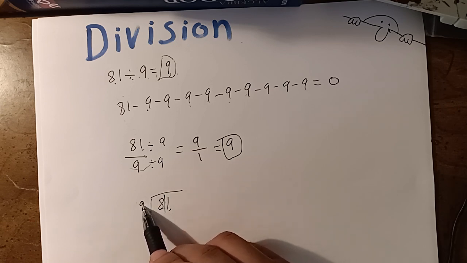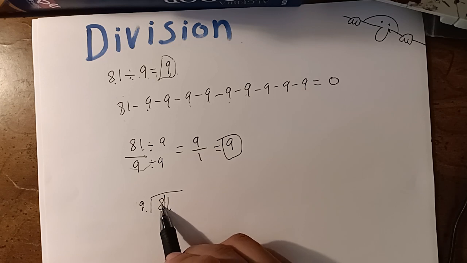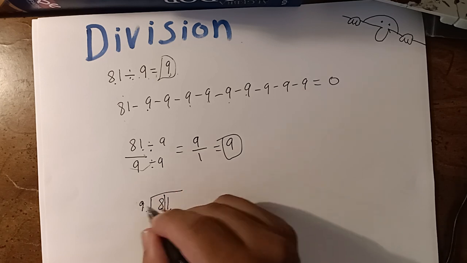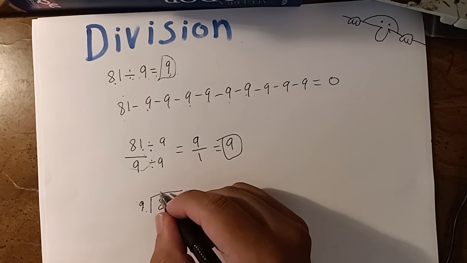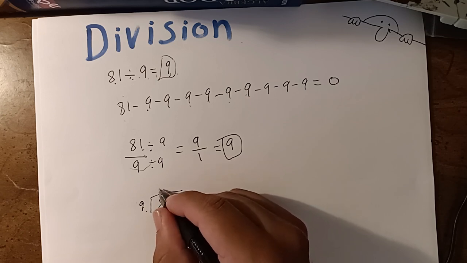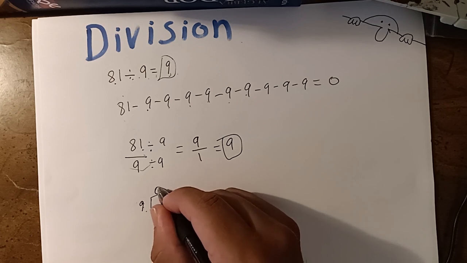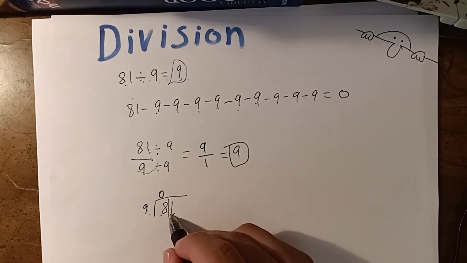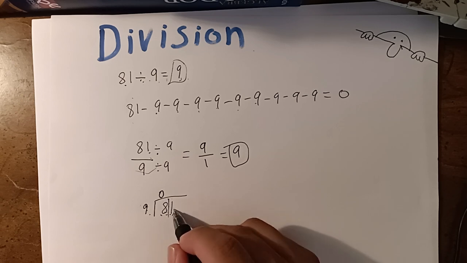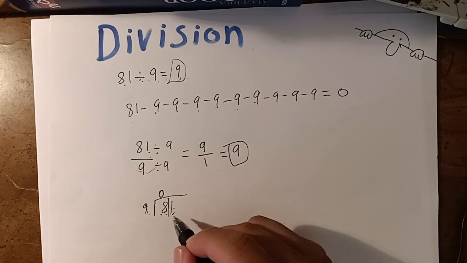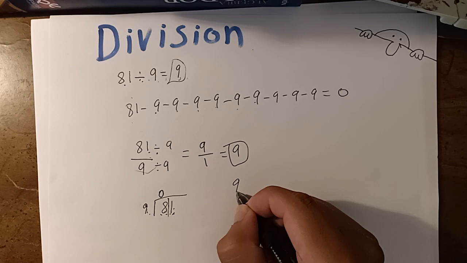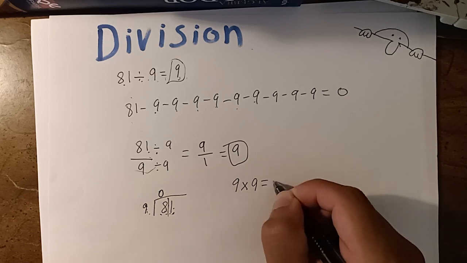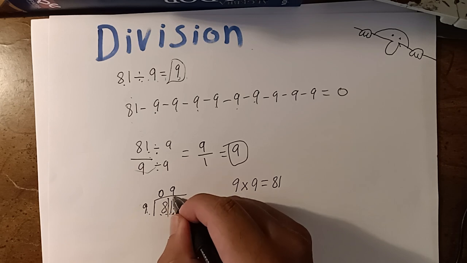If I asked you how many times can 9 fit into 8? Well, 9 is a bigger number than 8, so it doesn't fit into 8 any times. So we could just write 0 up here. And now we're going to look at 81 as a whole thing, not just as 8. How many times can 9 fit into 81? Again, if you know your times tables, you would know that 9 times 9 is 81. So we could just write 9 up here.